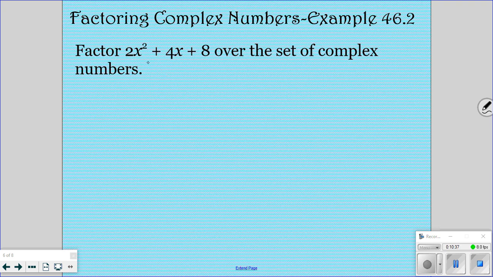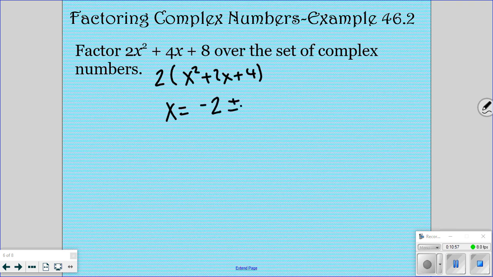All right, so we're going to factor out a 2 first. And so if we factor out a 2, we have x squared plus 2x plus 4, which doesn't factor like we normally would factor. Nothing multiplies to give us 4 that adds to give us 2. So we have to use our quadratic formula.